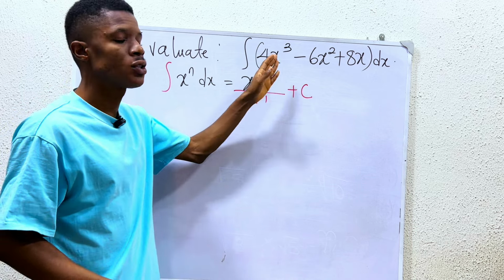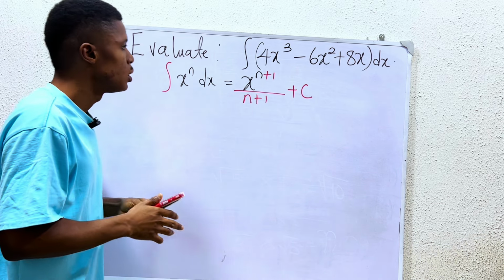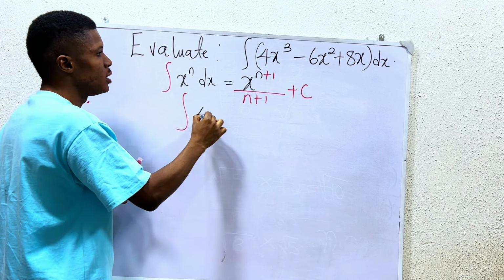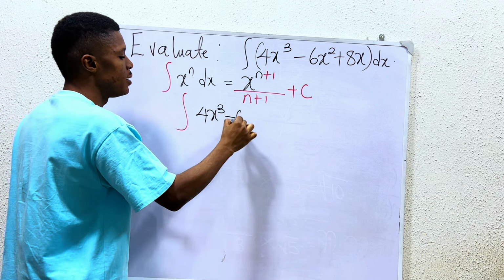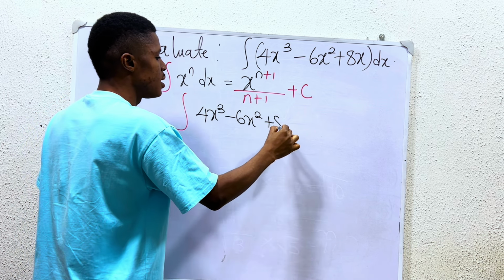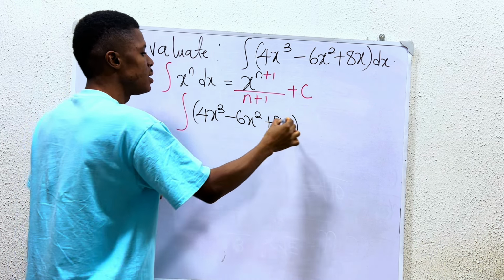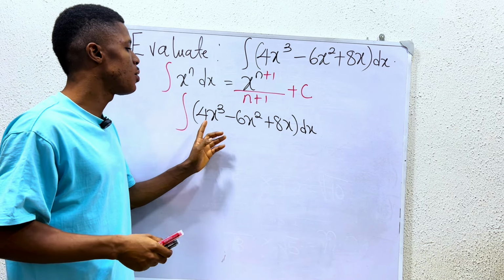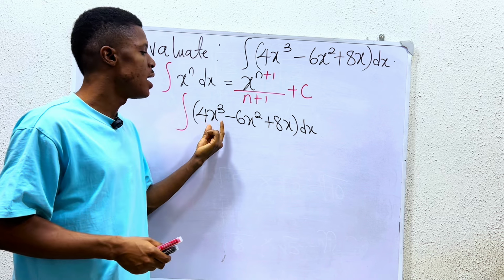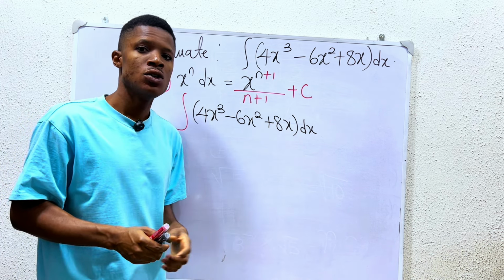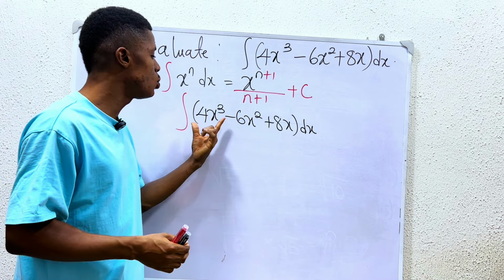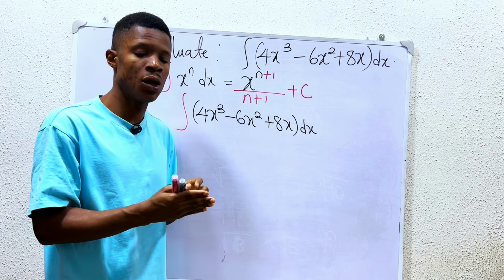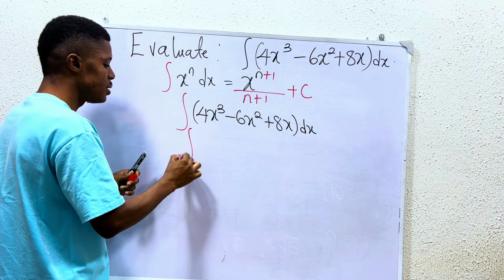So if you look at the function on the board to illustrate this, we are trying to integrate a function, and the function in question is 4x cubed minus 6x squared plus 8x. We are integrating this with respect to x. To integrate a function like this, you can see that it includes integrating a difference and a sum. So what we need to do is integrate each term in the expression one after the other.